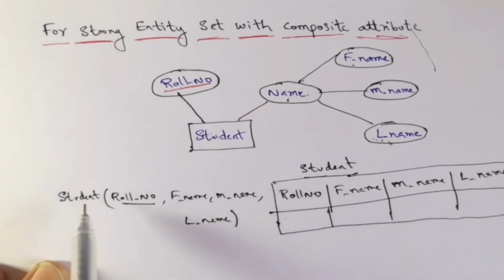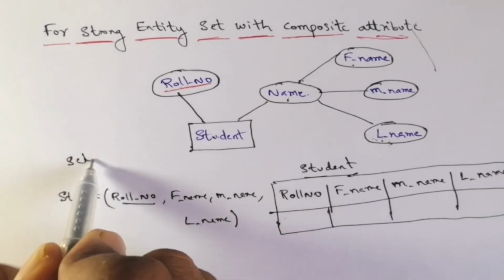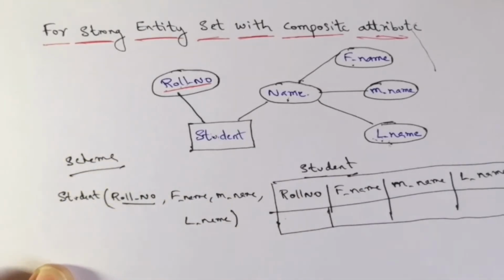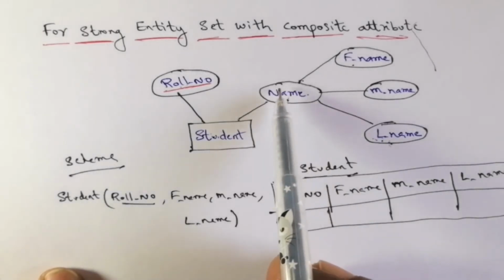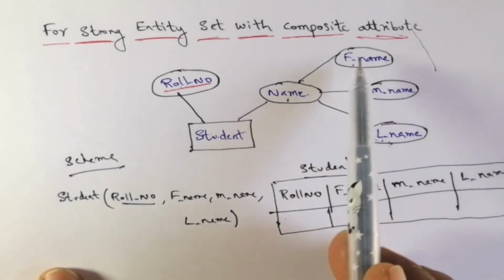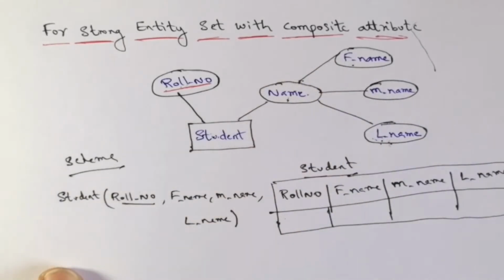So this is the schema for Student when we have a composite attribute. This is the second case, right? When we have simple attributes, we require only one relation. When we have a composite attribute, we also require one relation. But the difference is that we are going to take the sub elements of these composite attributes.